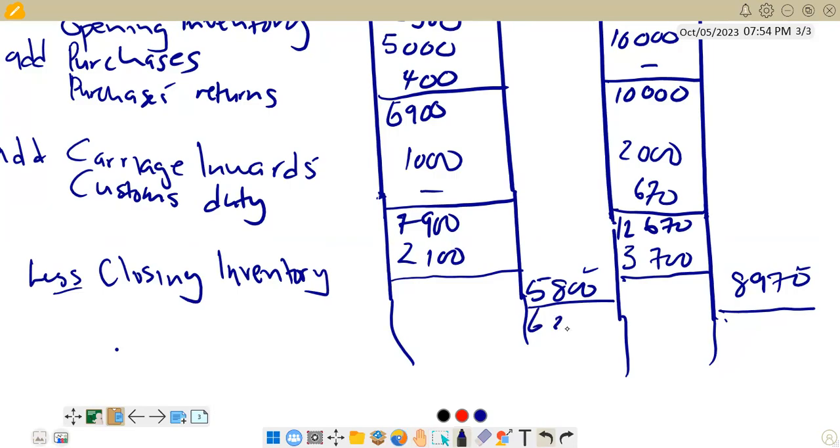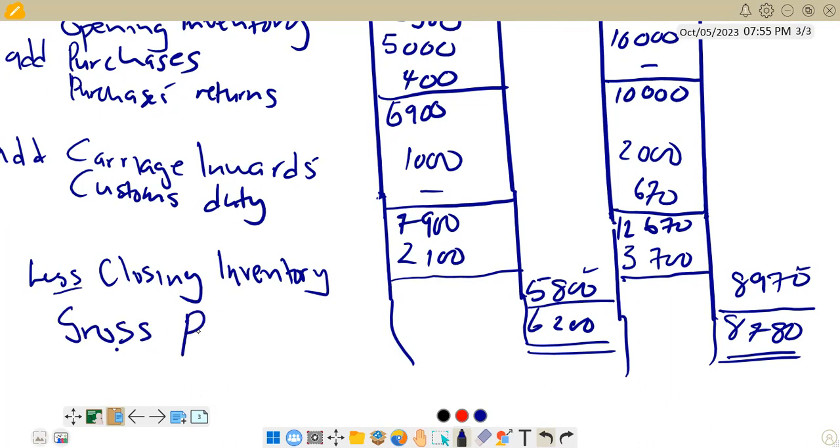So here now we have got 6,200. Then for drugs, we say 17,750 minus 8,970, and we get 8,780. We are only getting positive figures, so this is our gross profit. When we get a positive figure, we get our gross profit. The opposite is true: when we get a negative figure, we get a gross loss.